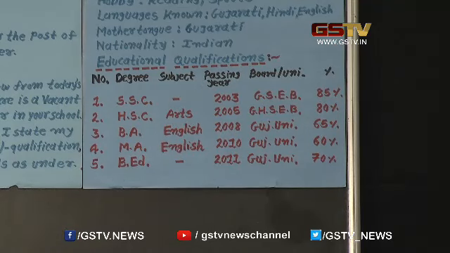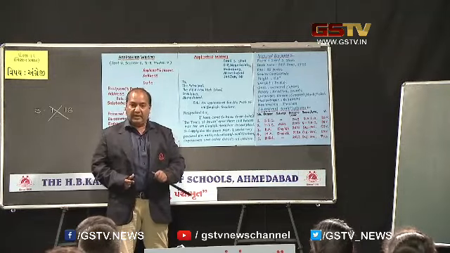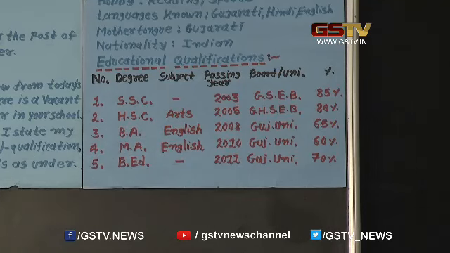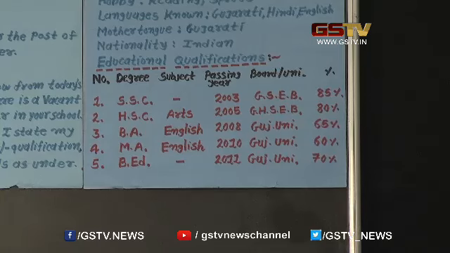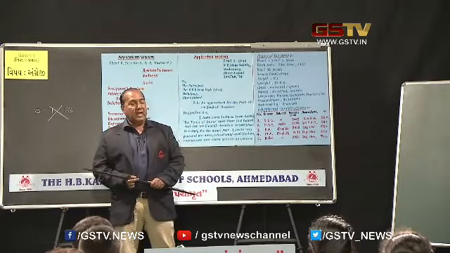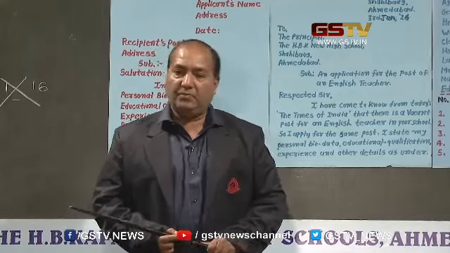For example, for an English teacher, what should our qualification be? First SSC, then HSC, BA, MA. For a science teacher, SSC, HSC, then BSc, MSc. BEd is necessary for a teacher, but not in every application. After that, for the subject, we should write our main subject: English, Gujarati, Hindi, and BSc Maths, Science teacher, Maths, Science. Students, now it is time for a break and we will meet after some time.